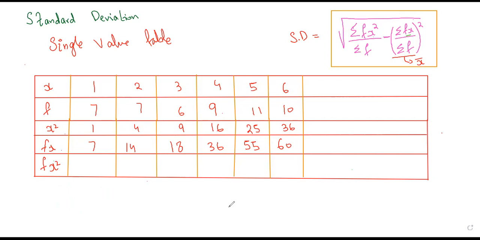So f times x squared. Yes. So 7 times 1, 7 times 4, 9 times 6, wait, 16 times 9. Sorry. 7 into 1 is 7. Wait a second.